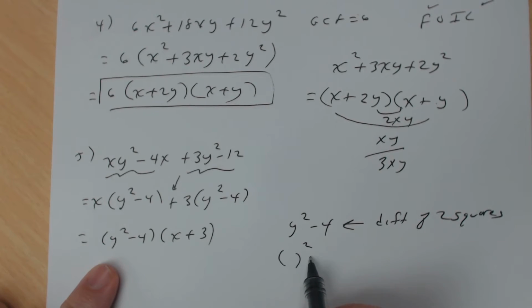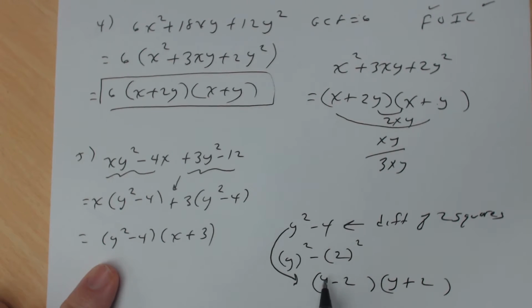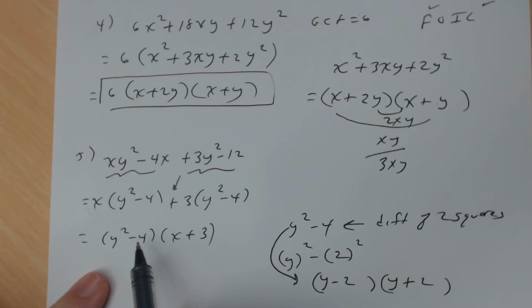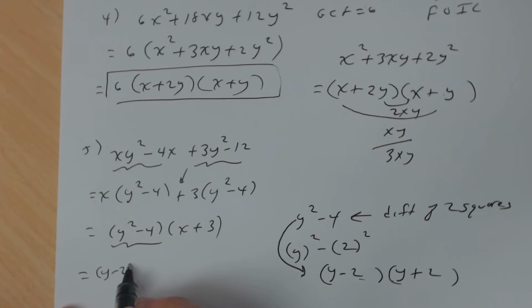That means that y squared is a perfect square, I can write it as y squared. 4 is a perfect square, I can write it as 2 squared. So the difference of 2 squares, in this case, will be y minus 2 times y plus 2. So that's how you factor y squared minus 4. And so that right here is this. So I get y minus 2, y plus 2, and then bring down the x plus 3.